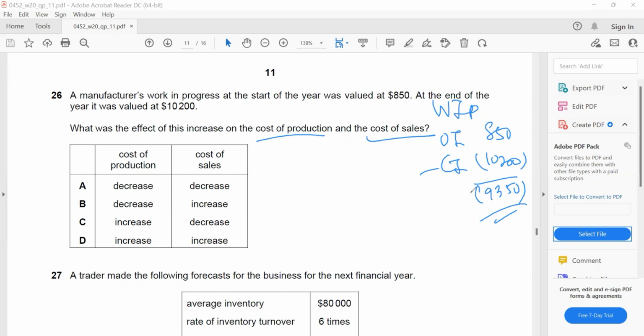So work in progress minus means cost of production will decrease. When cost of production decreases, it will transfer to the cost of sales. Cost of sales also will decrease. Both must be decreased. So the answer to 26 should be A. Okay, now next, move on.